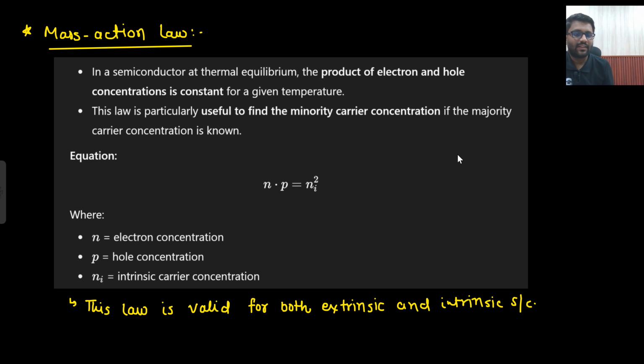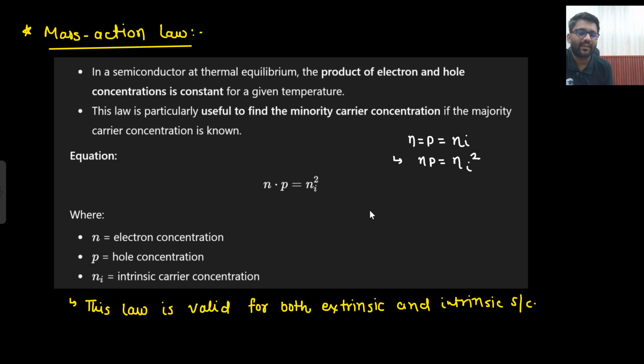When it was intrinsic, n is equal to p is equal to ni. So if I multiply n with p, what will I get? n is equal to ni, p is equal to ni, so n into p is equal to ni square. This is known as the mass action law. So always the electron concentration multiplied with the hole concentration will be a constant number, that is ni square.